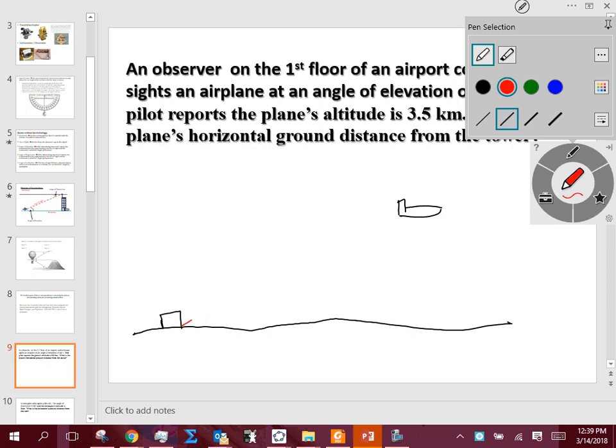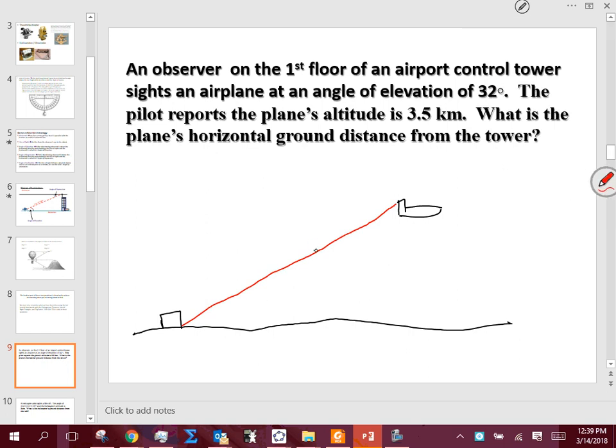So if I look at that airplane, what vocabulary word did we say that red line is going to represent? That's your line of sight. What is this black line here? We're horizontal. Now, I didn't draw it very straight, but I don't want all these bumps and hills and stuff. But it says the angle of elevation is 32 degrees.